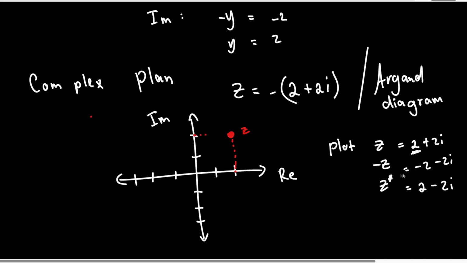For the negative z, we just go -2 there, -2, and make a nice little point. We've got z. The conjugated form, however, is +2, and we go down to -2. That's z star. And essentially, that's how you plot it. Very, very easy. Okay?